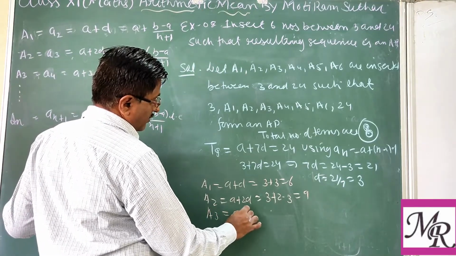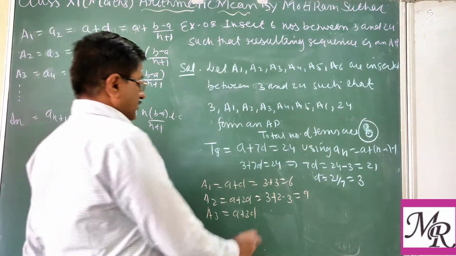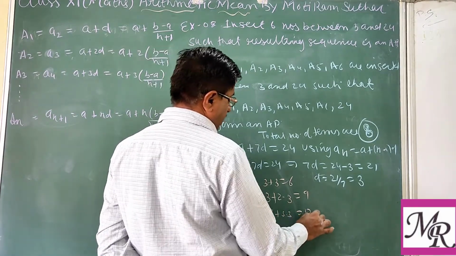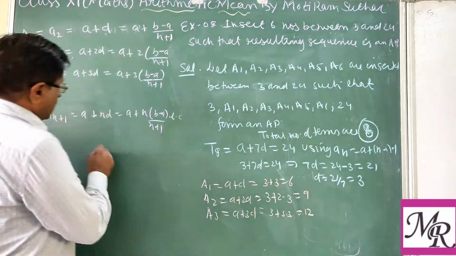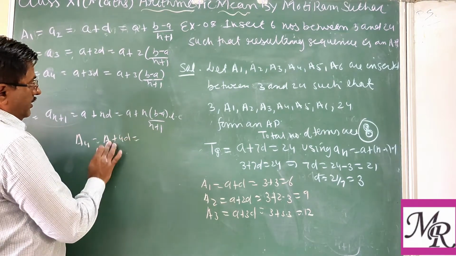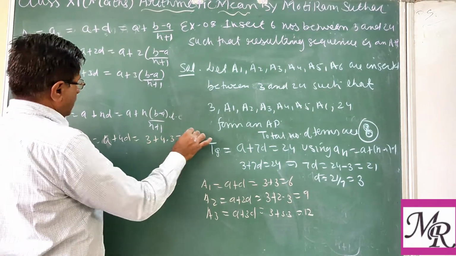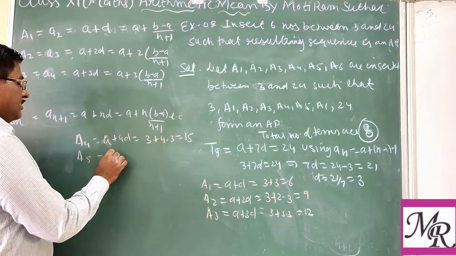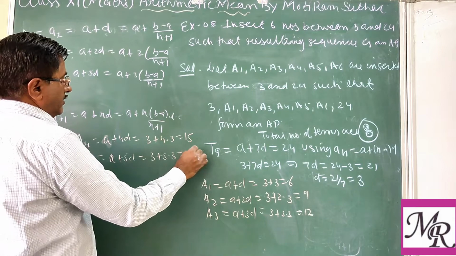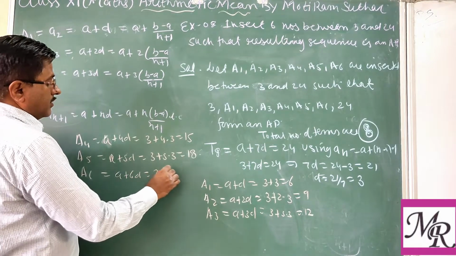A4, A plus 3D. So which is 3 plus 3 into 3. So 9 plus 3, 12. Similarly, A plus 4D, that is 3 plus 4 into 3, that is 15. A plus 5D, 18. And last, that is A plus 6D, 3 plus 6 into 3.